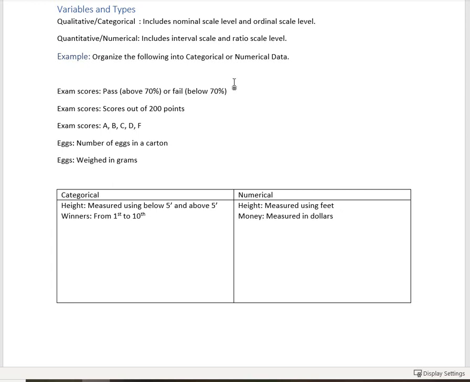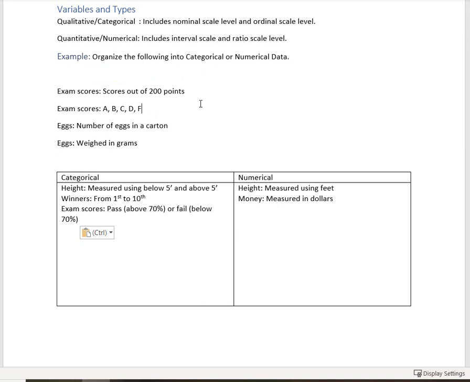Now, exam scores. If you get below 70%, we're going to say you fail. If you get above 70%, we're going to say you pass. Since I am using numbers to describe the criteria, this is going to be categorical since I'm putting people into two categories or bins. Exam scores, so scores out of 200 points. Well, since those are represented by numbers and they can be put into an interval scale and also a ratio scale, so how did people do accordingly? That is going to be numerical.